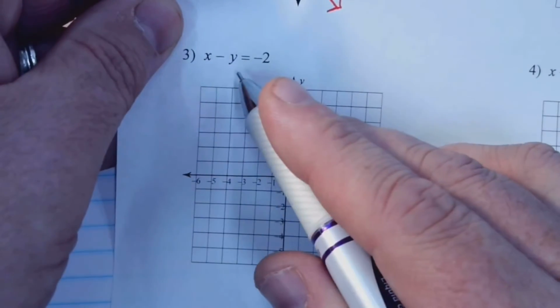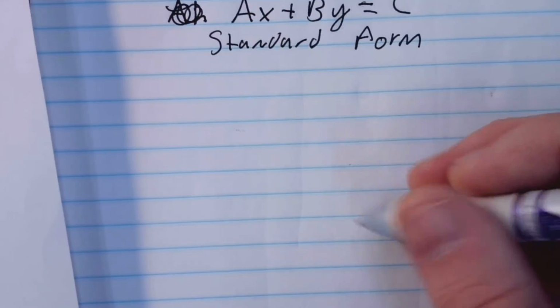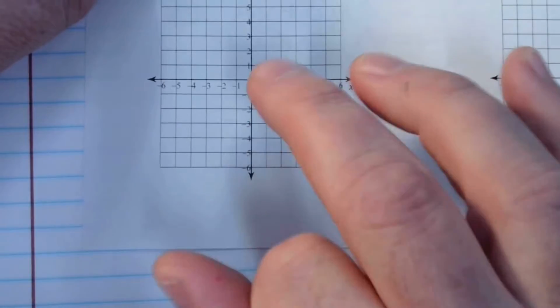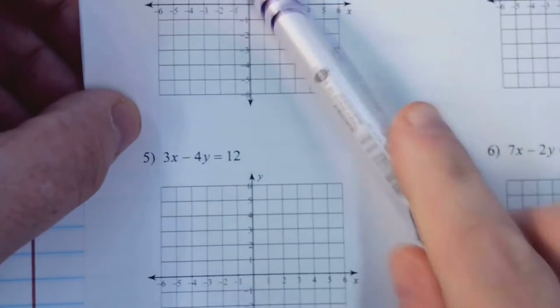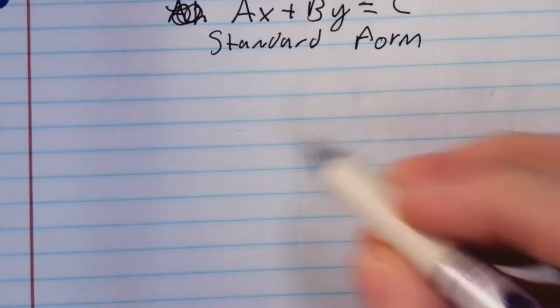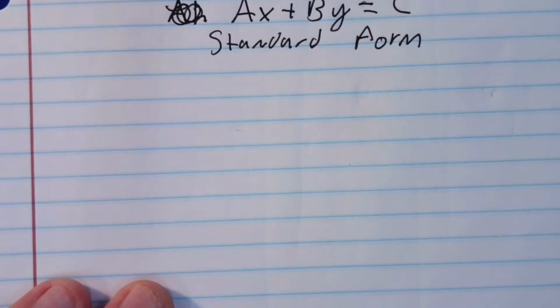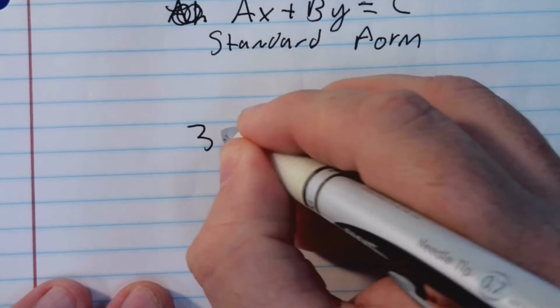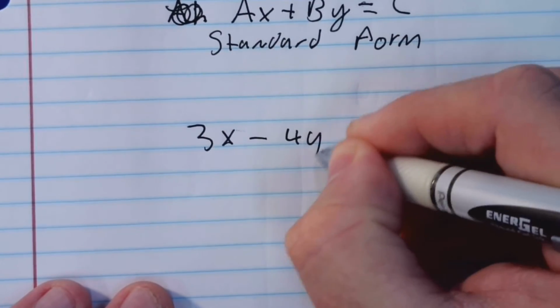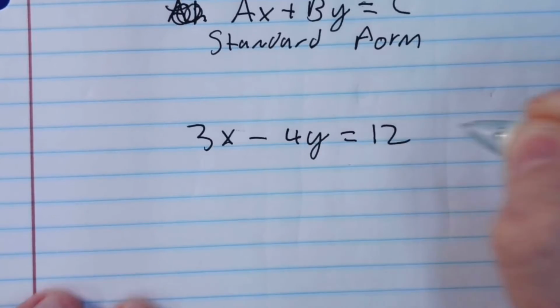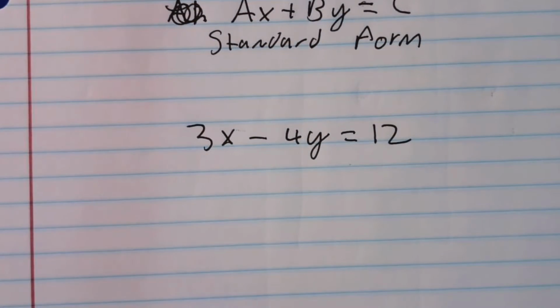Okay, so I'm going to start with this first one. I'm going to show you how it works. Well, I don't want to start with the first one. I'm going to start with the fifth one, and then we'll do this one. So here's the problem: 3x minus 4y equals 12. Okay, I want to find my x and y intercept.